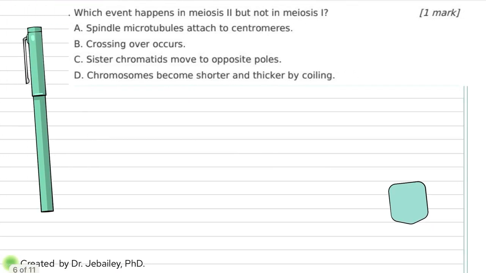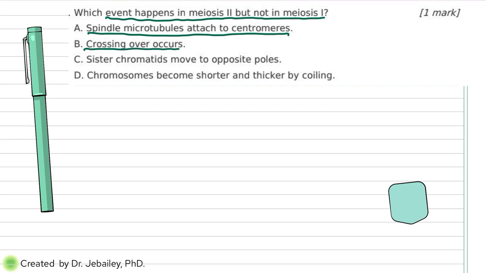So moving to the next question here, it says, which event happens in meiosis 2 but not in meiosis 1? The spindle attaching to centromeres, that happens in both. It can happen in prophase 1 as in prophase 2. Crossover occurs? Yes, but crossing over only happens in prophase 1.